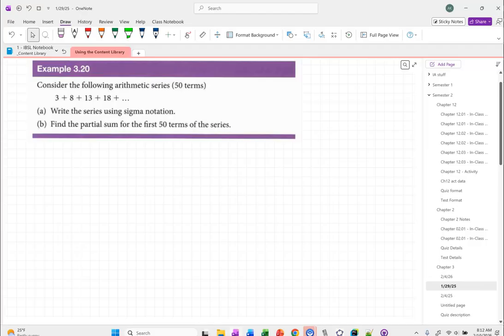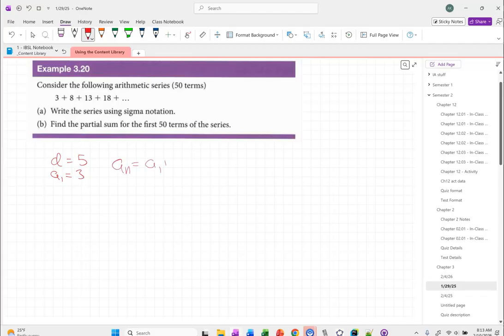Good. Each term is increasing by 5. Everybody see that? There's a common difference of 5. Okay. It says write the series using summation notation. So we identified that the common difference is 5. And we know the first term is 3.